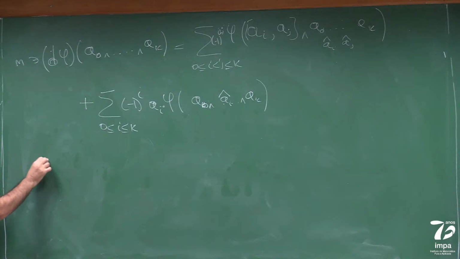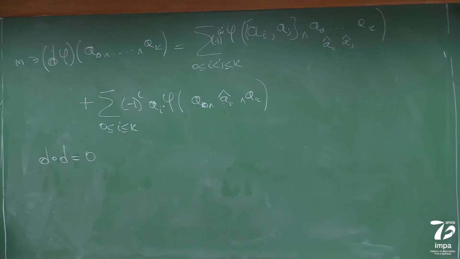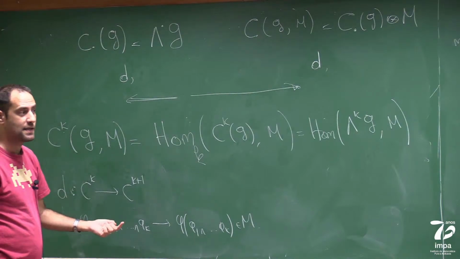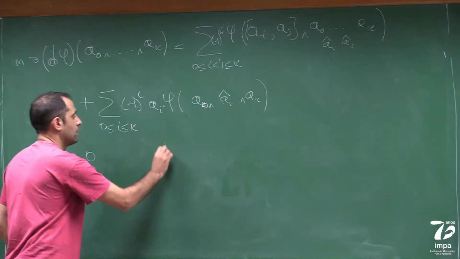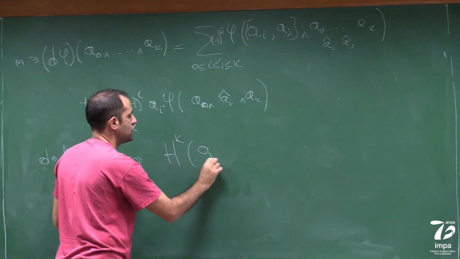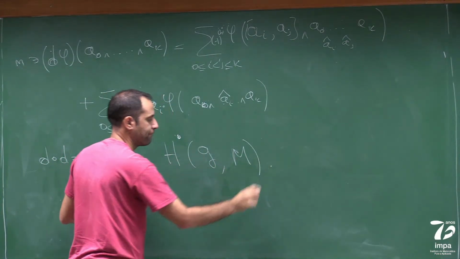And this squares to 0. So this makes this guy into a complex. It's now a cochain complex. And the homology of that complex is the Lie algebra cohomology of G with coefficients in M. So this leads to H^k of G, well, H^• of G with coefficients in the module M.